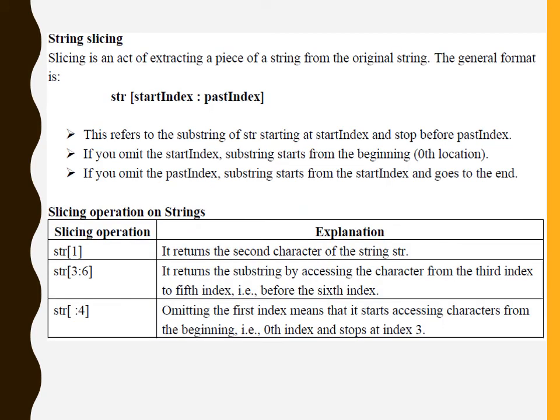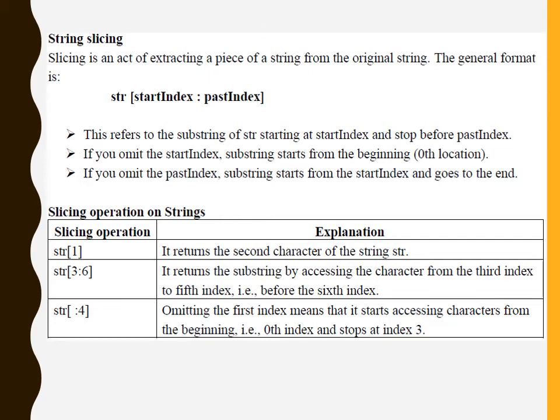String slicing. It is the act of extracting a piece of a string from the original string. The general format is string within square brackets, where you give the start index and the stop index. This refers to the substring of str starting at the start index and stopping before the stop index. If you omit the start index, the substring starts from the beginning, that means the 0th location. If you omit the stop index, the substring starts from the start index and goes to the end.